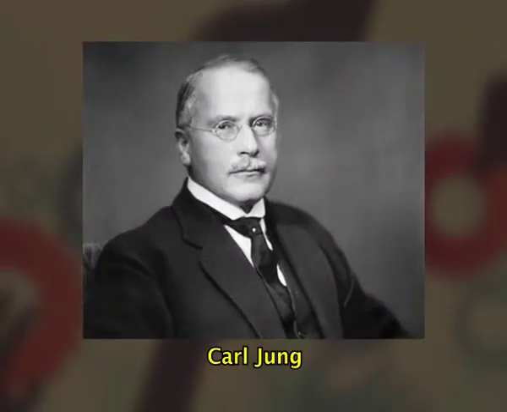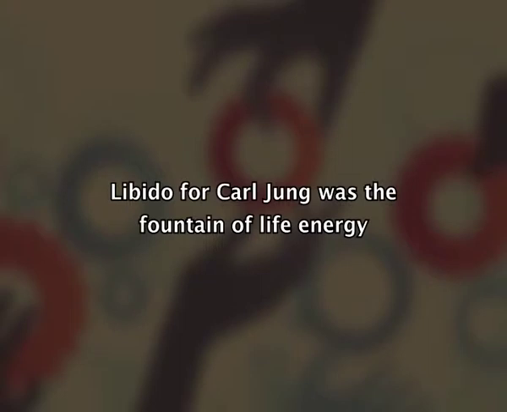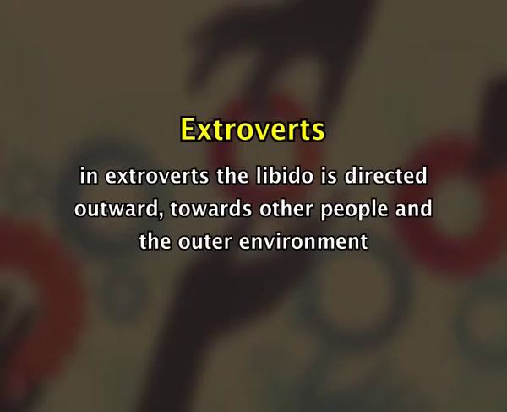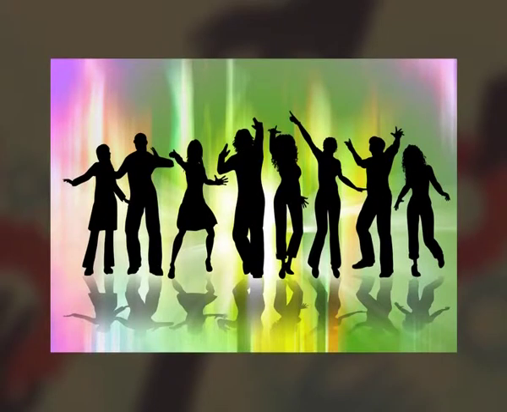Jung divided human beings into two groups according to whether their libido has been directed inwards or outwards. Libido for him was the fountain of life energy. He has classified human personalities in the following categories. Number 1, extroverts. He believed that in extroverts, the libido is directed outwards, towards other people and the outer environment. Hence, these people tend to be sociable and take a lot of interest in others and in the environment. Social workers, politicians, business executives may be typed as extroverts.